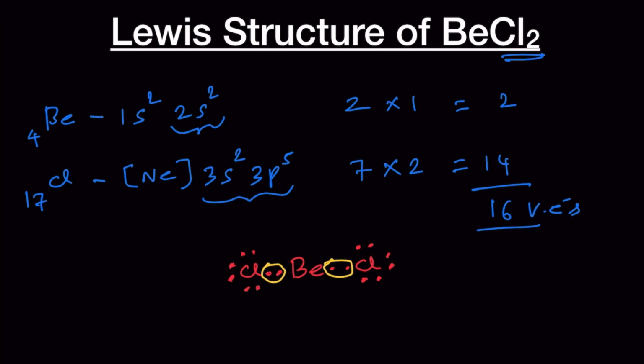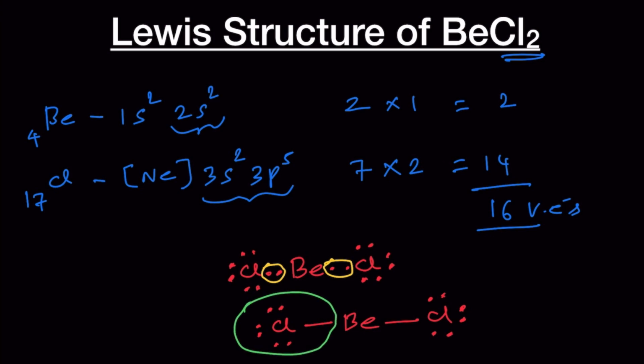Therefore, we can redraw the structure this way. Chlorine and then 3 lone pairs and then 1 bond and then beryllium and then another bond, then chlorine and then 3 lone pairs. Now, let us check whether it satisfies the octet rule or not. The chlorine atom does satisfy the octet rule. We have 3 lone pairs that contribute 6 electrons and 1 bond pair that contributes 2 electrons, therefore 8. On this side too, chlorine satisfies the octet rule.